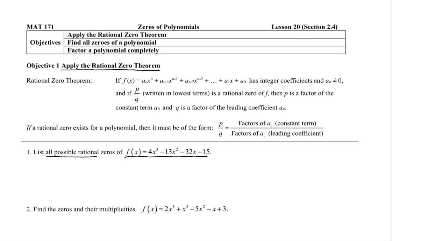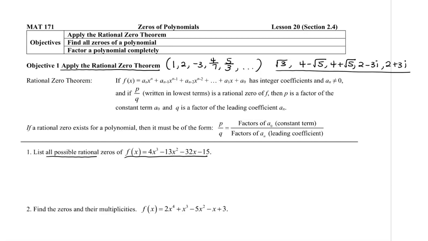Really quickly, rational numbers are numbers like 1, 2, -3, 4/7, 5/3. All of these are examples of rational numbers. Rational numbers are an integer divided by another integer. Things that are not rational numbers are things like the square root of 3, 4 minus the square root of 5, 4 plus the square root of 5, 2 minus 3i, 2 plus 3i. These are not rational numbers. These are either irrational numbers or imaginary numbers.